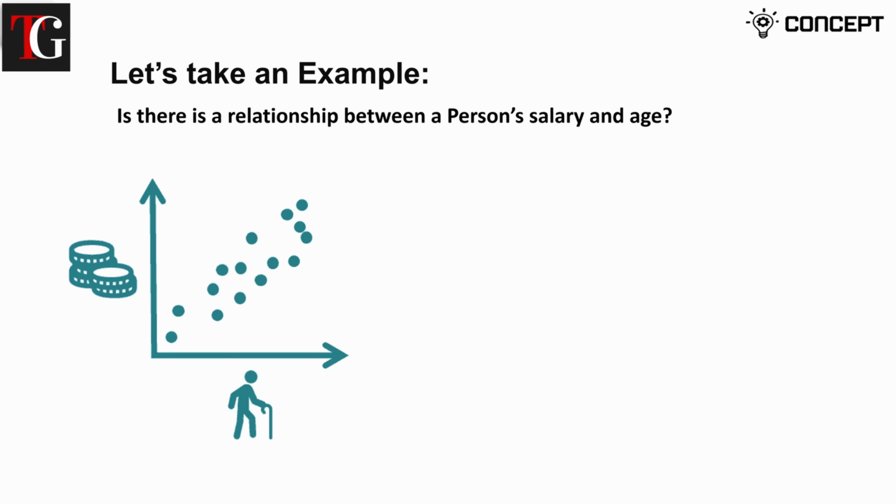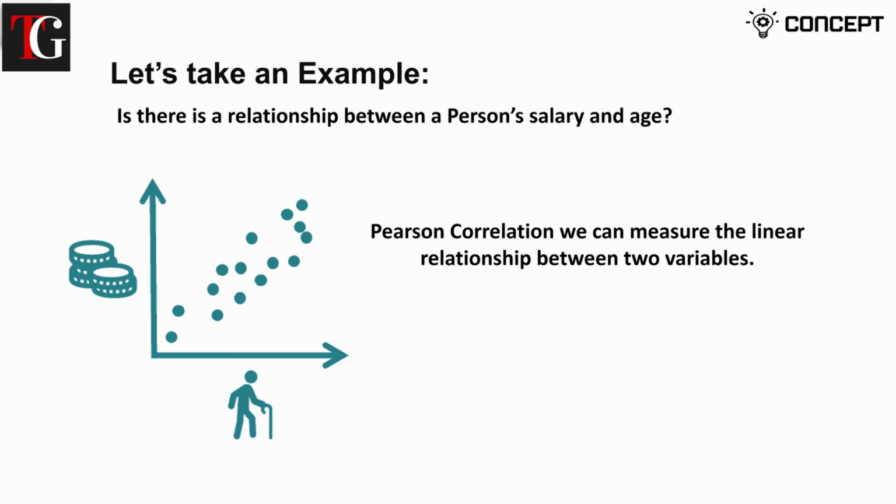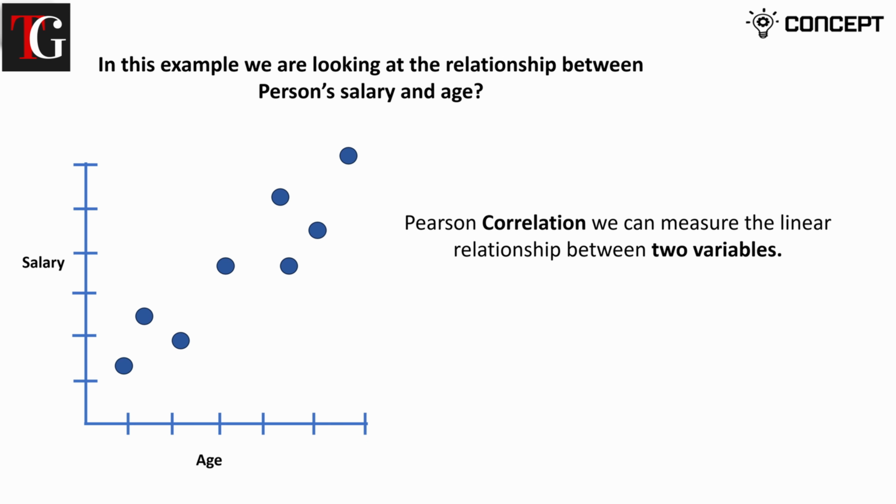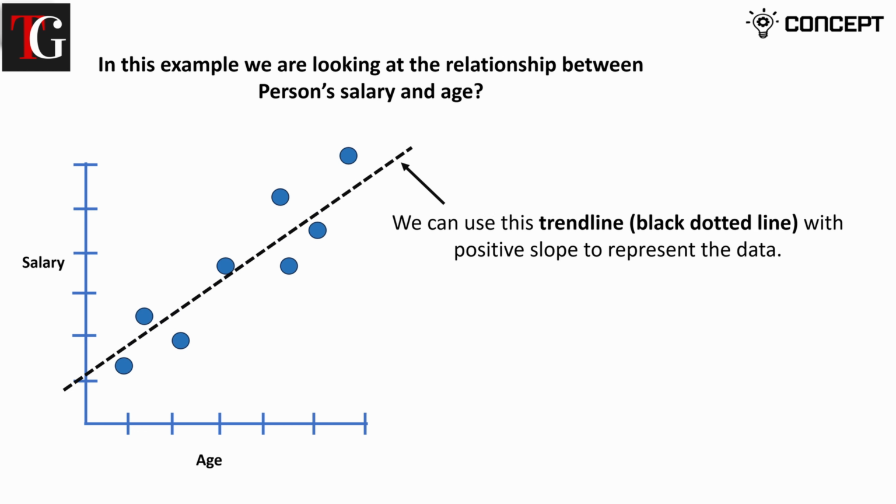Let's take an example. Is there a relationship between a person's salary and age? Using Pearson correlation, we can measure the linear relationship between two variables. So let's dive in. In this example, we are looking at the relationship between a person's age and salary. With Pearson correlation, we can measure the linear relationship between two variables. We can use this trend line, which is represented by the black dotted line with positive slope, to represent that data.